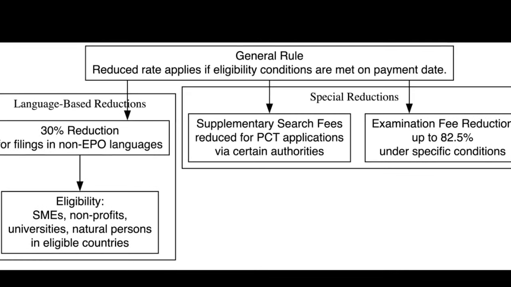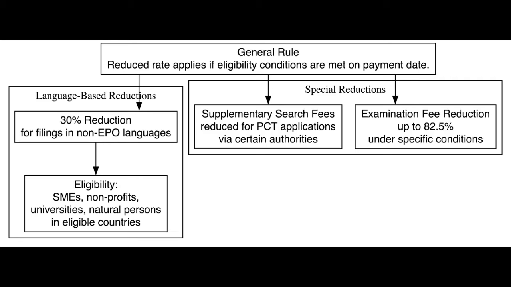Crediting of fees under Rule 71(a)(5). If a subsequent Rule 71(3) communication is issued after the applicant has already paid the fee for grant and publishing or the claims fees, these amounts are credited as follows.